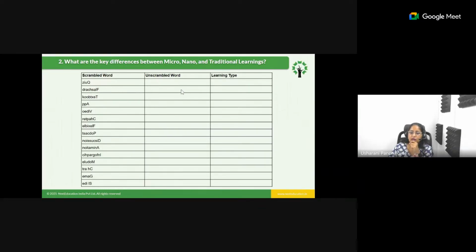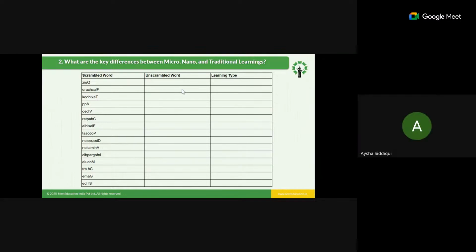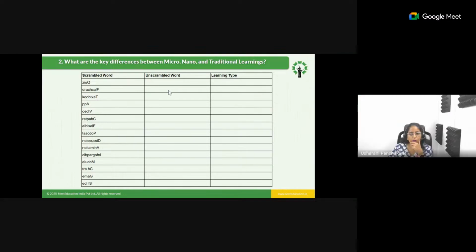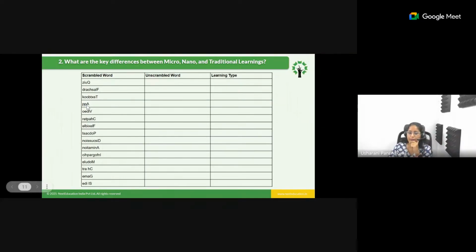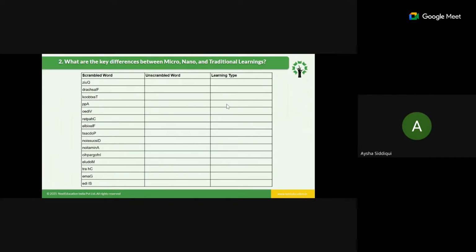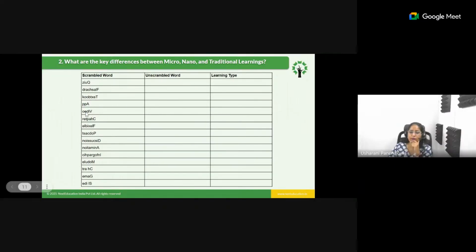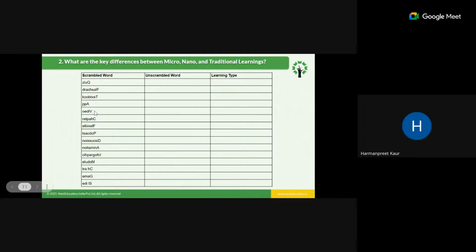What about this flashcard? Nano learning. Very good, nano learning tool. What about this? Textbook. Right. Textbook is a traditional learning method. What about this app? Micro learning. What about this? Video. Yes, it can be both micro and nano.